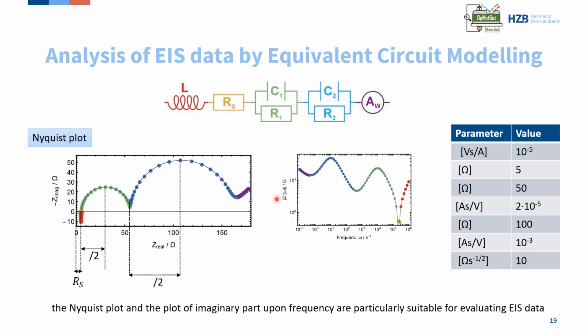In the plot of imaginary impedance versus frequency, the relaxation times of charge transfer processes can be determined from the frequencies corresponding to the peaks, and from this the capacitance can also be determined. The other parameters are more complicated to determine directly, but there are also software programs to fit different circuits and provide a more accurate interpretation.